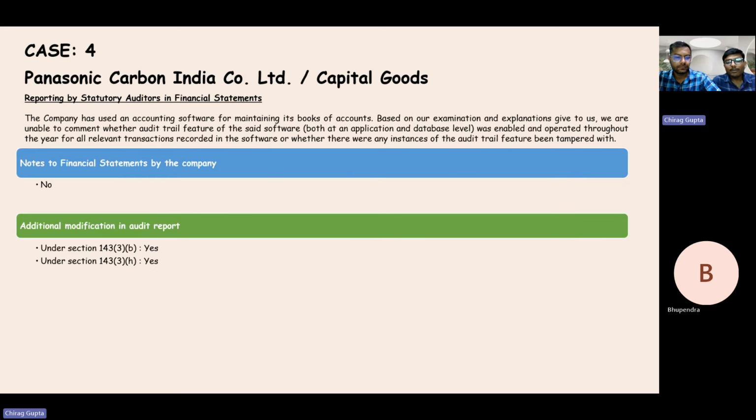Case number 4 is of Panasonic Carbon India Company Limited, which deals in capital goods. In this case, the auditor commented that we are unable to comment whether the audit trail feature of the said software, both at application and database level, was enabled and operative throughout the year. That's why the auditor modified the report.